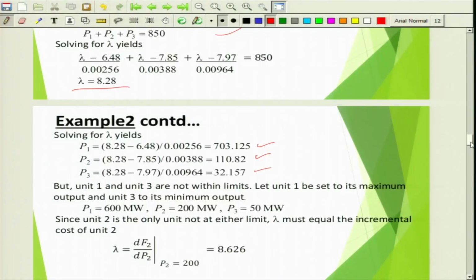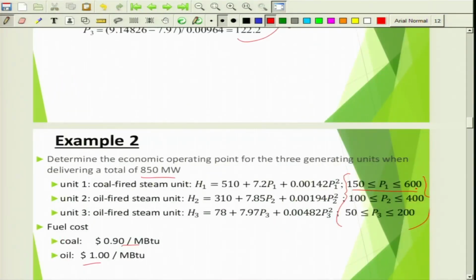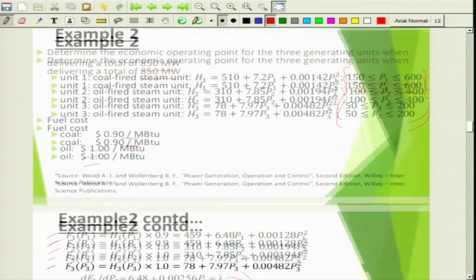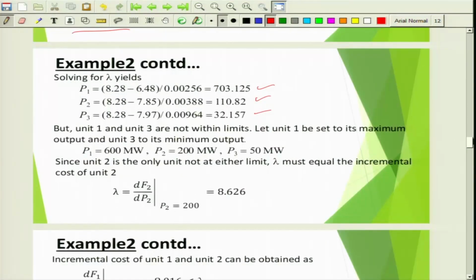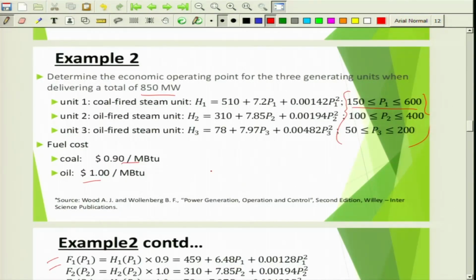Now the first generation power output is 703.125 megawatt, right, with this limit. The upper limit is 600 megawatt. So that means it is violating, correct. And for unit 3 also, the calculated value suggests it should be 32.157 megawatt, but if you can see here in the problem statement, the lower limit is 50 megawatt. Now what to do?